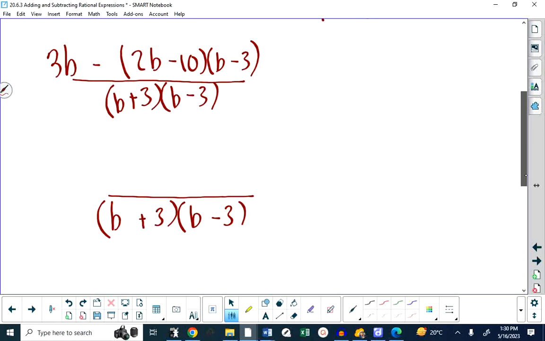Let me ask you this question. Why would we leave the bottom in factored form? It's about canceling. So at some point, I'm going to want to cancel if I can. And I can only cancel factors. So I'm going to leave the bottom in factored form. Why am I going to multiply out the top then?